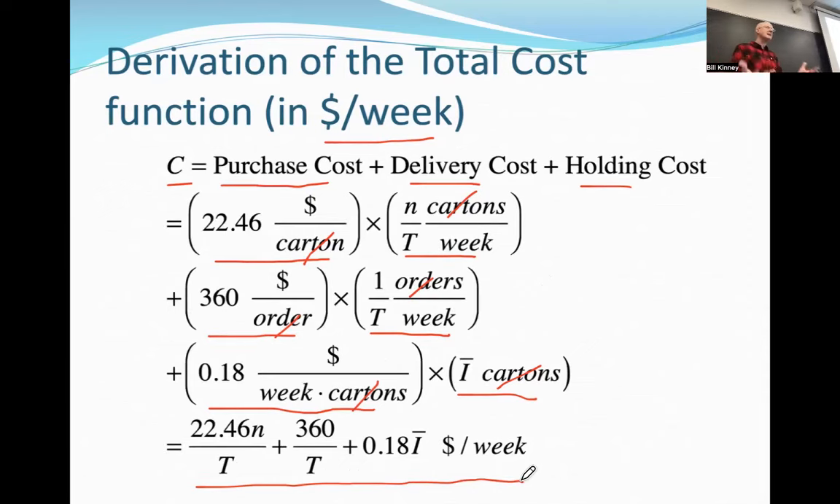Now, that could be thought of as a function. You could look at that expression and say to yourself, I don't know what n, t, and I bar are. I can think of those as variables. You could think of this thing as a function of 3 variables, n, t, and I bar. But if we're going to use calculus 1 techniques, that's a problem.